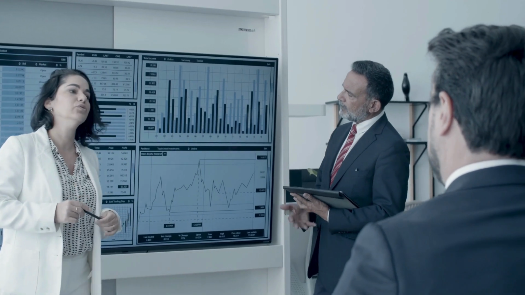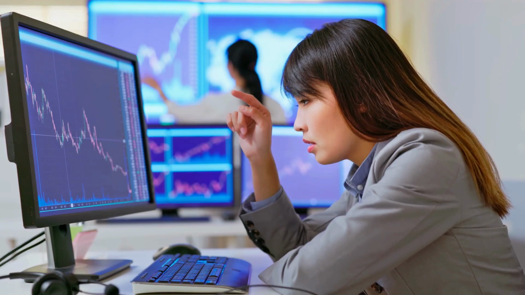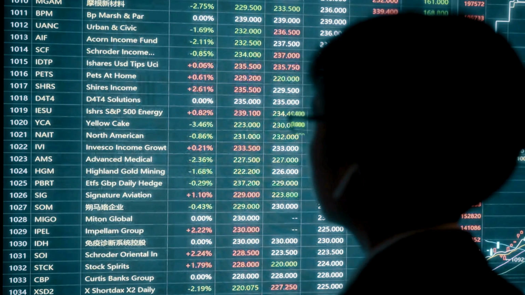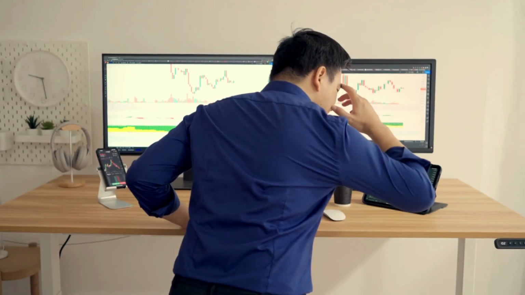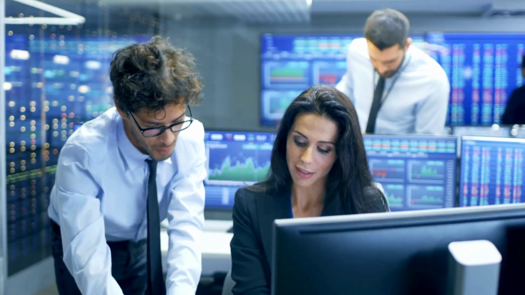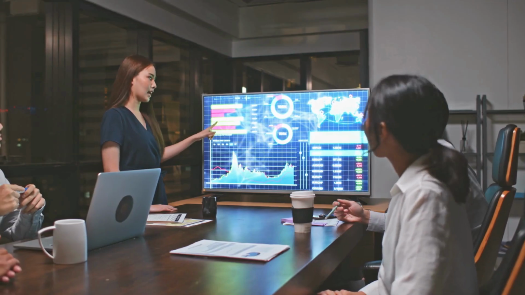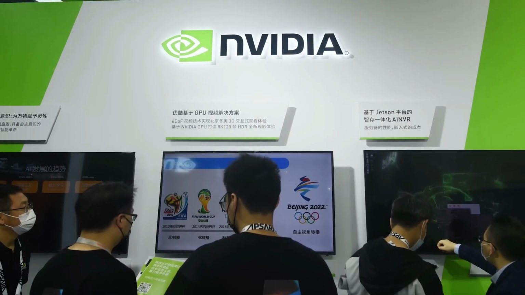Today, we're diving into a market-shaking story from January 27th, a day when nearly $1 trillion vanished from the US stock market. Can you picture that kind of loss? And it wasn't due to an economic crisis or natural disaster, but rather a groundbreaking development in artificial intelligence. Intrigued? Let's explore the details together.